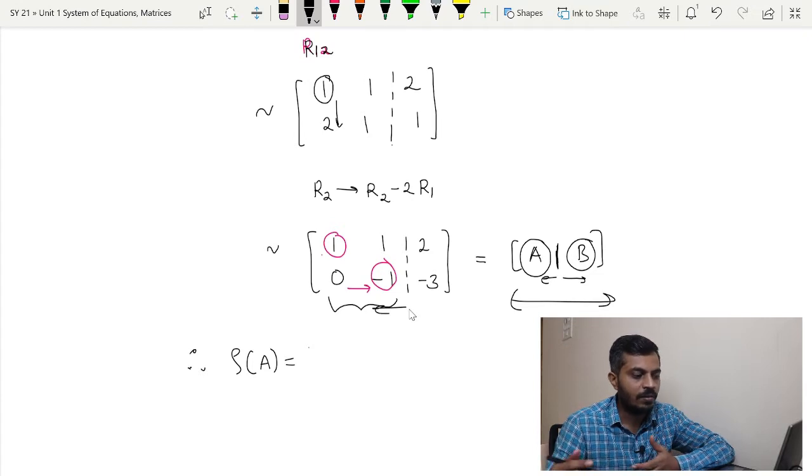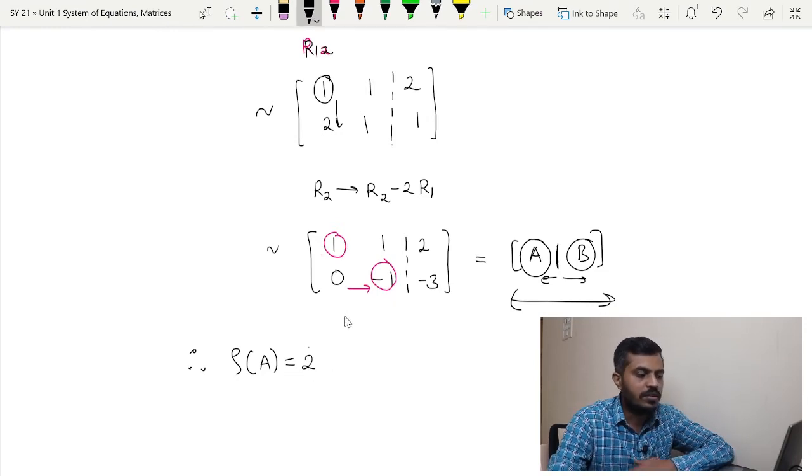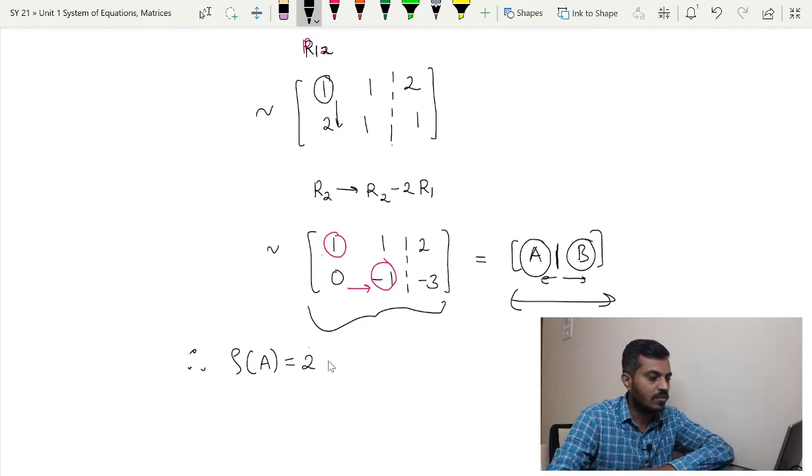Now in this case the number of leading coefficients on this side of the matrix is 2, so rank of A is 2. Now in order to see the rank of the augmented matrix, you see this complete matrix. Now over here again the leading coefficients are 2, so rank of the augmented matrix is also 2. So, both are equal in this case.